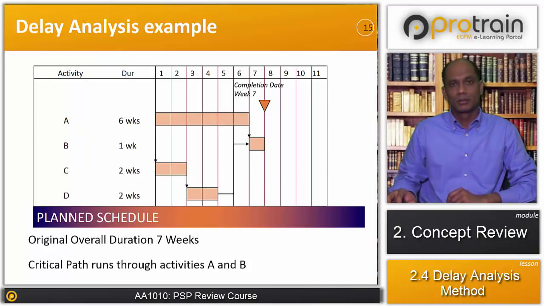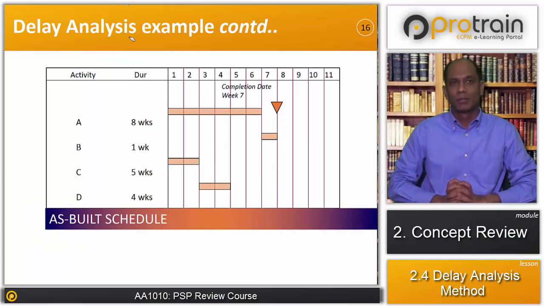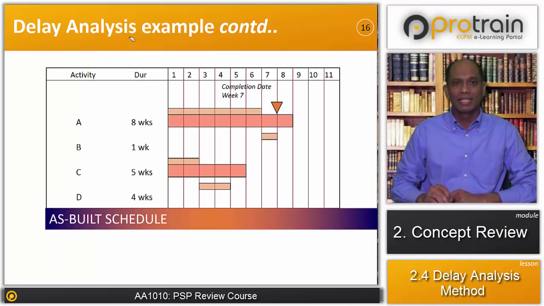And now this is a planned schedule, and now let's go to the as-built schedule. We have as-built schedule on the screen now. So activity C takes 5 weeks. Activity C is the first to start with, and it takes 5 weeks. Then we have activity A, which is taking 8 weeks. Again, it was planned for 6 weeks only. And then we have activity D, that is a successor to activity C.